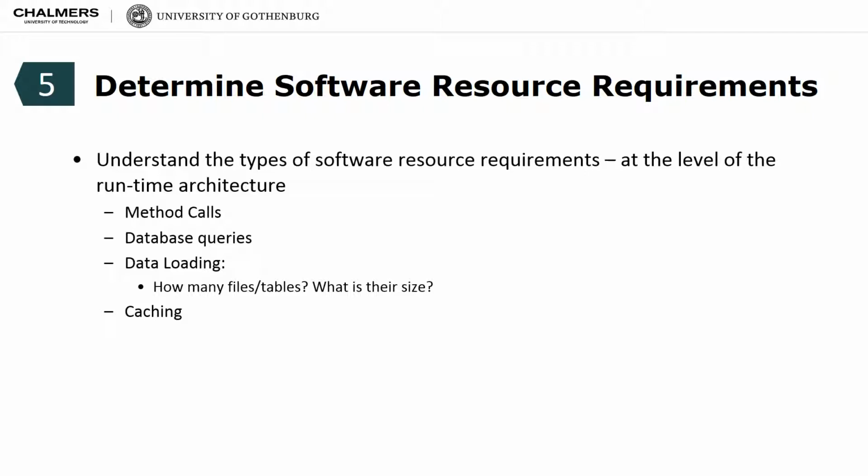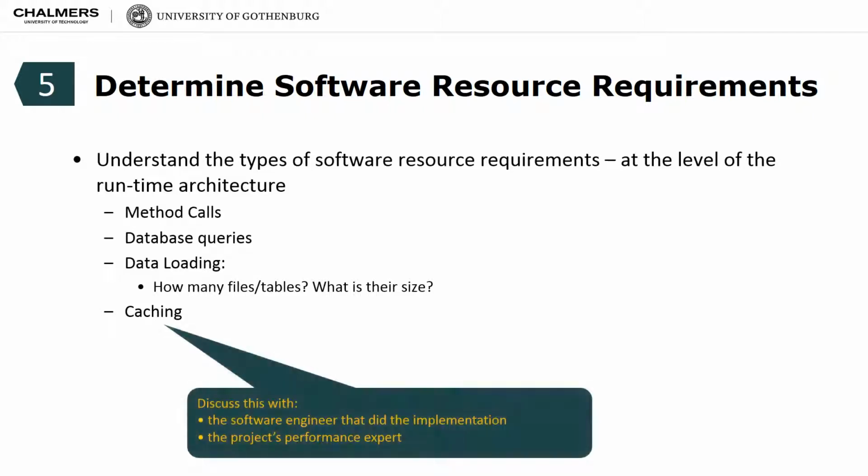As an architect, you need to find out which software and hardware resources are important to take into account in your model. For example, for some systems, caching may be relevant, while for others it is not. The main categories of hardware resources are network capacity, compute capacity, and storage capacity.